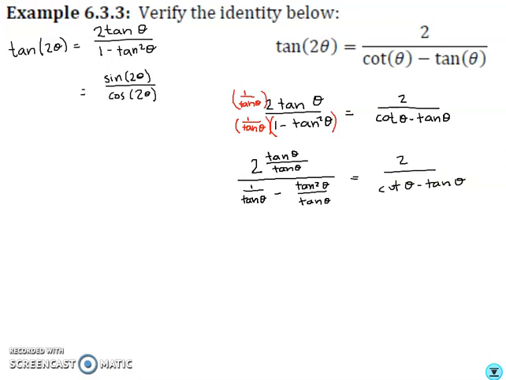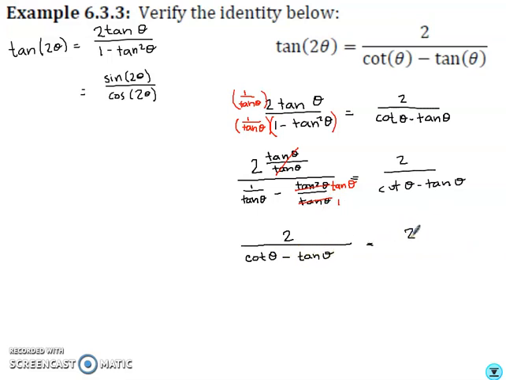Well, I can do a lot of reducing here. Here my tangent's reduced down to just 1. Here I've got tangent squared in the numerator and tangent in the denominator. So in the numerator that reduces to just tangent of theta, and in the denominator that reduces to just 1. So on this left-hand side, my fraction will simplify to 2 in the numerator over 1 over tangent, which is cotangent of theta, minus tangent theta over 1, which is just tangent of theta.